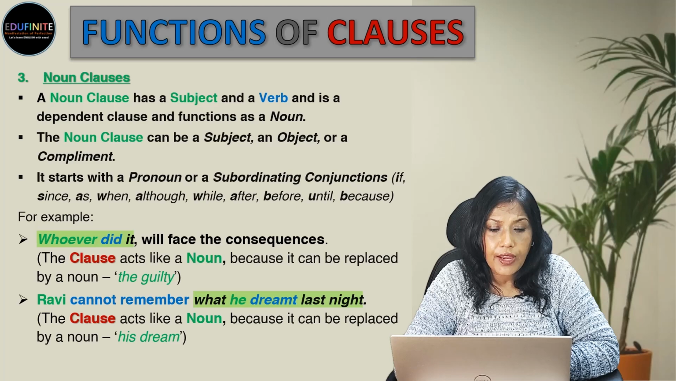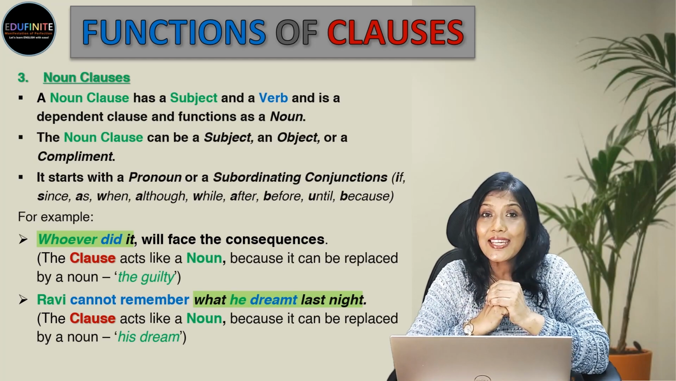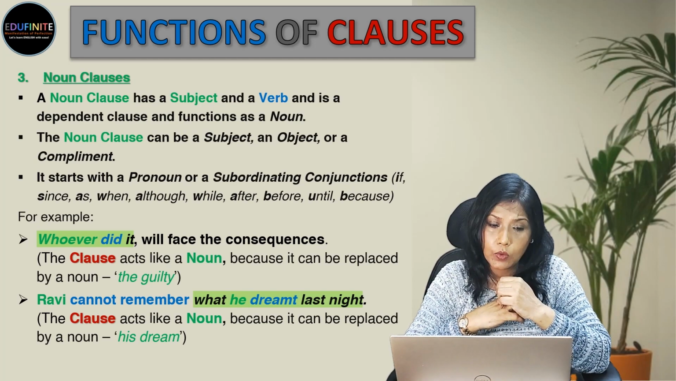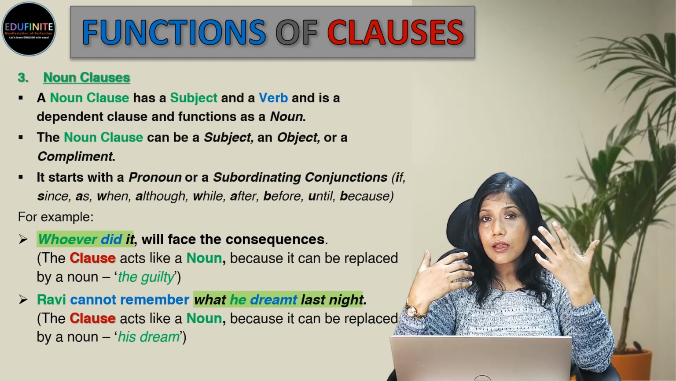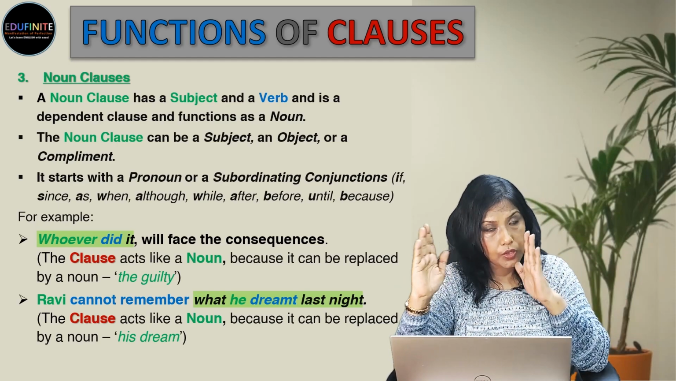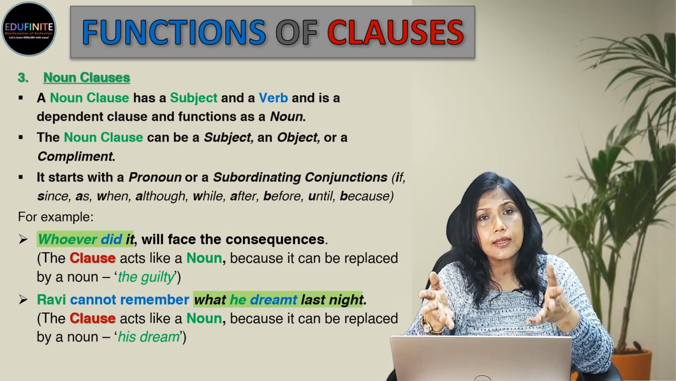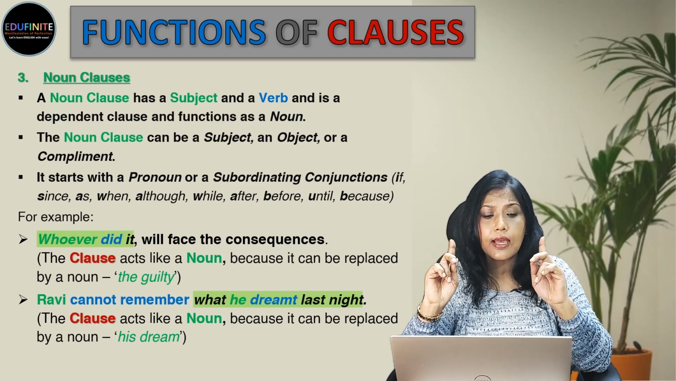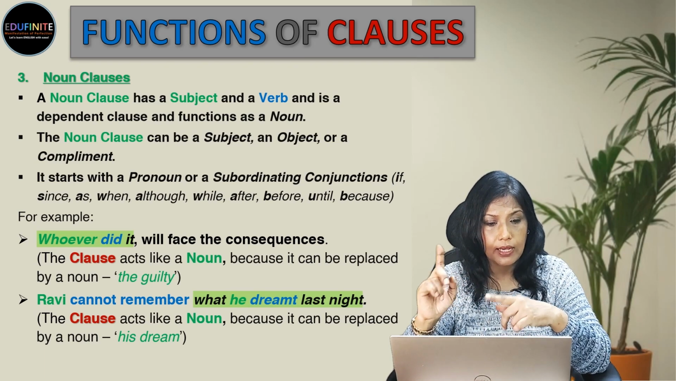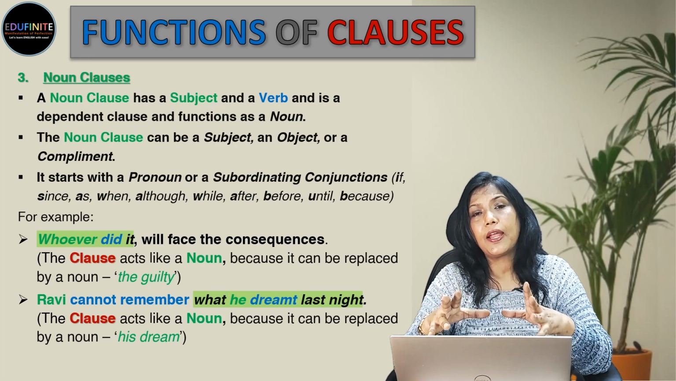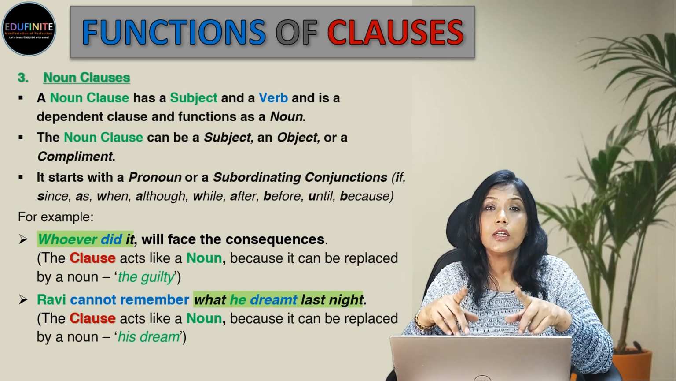The next sentence. Ravi cannot remember what he dreamt last night. So, what he dreamt last night is the noun clause, and Ravi cannot remember. What can't Ravi remember? What he dreamt last night. Why is this a noun clause? Because this is acting as the object of the sentence and it's beginning with the pronoun what. What he dreamt last night. Moreover, you can replace it with his dream. Ravi cannot remember his dream. So it's working fine. So this is a noun clause.